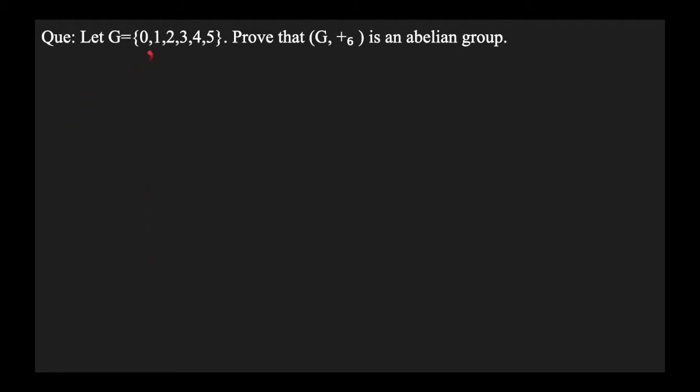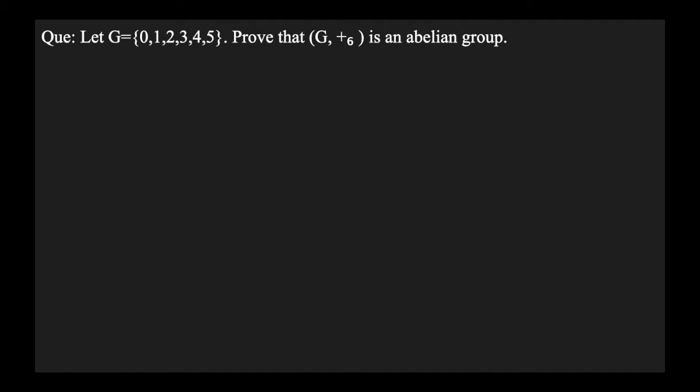Now let's take one example. Let G be the set 0 1 2 3 4 5, and prove that G plus 6 is an abelian group. That means the operation is plus 6, that is addition modulo 6, and it is an abelian group. So to prove the abelian group, we need to check all those 5 axioms or conditions. That means the first one, closure property, associative property. Third, existence of identity, existence of inverse, and the last one, commutativity.